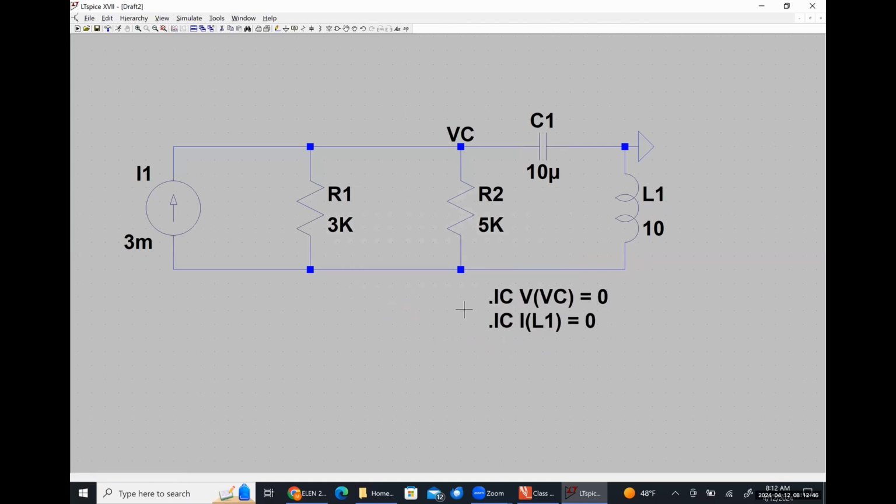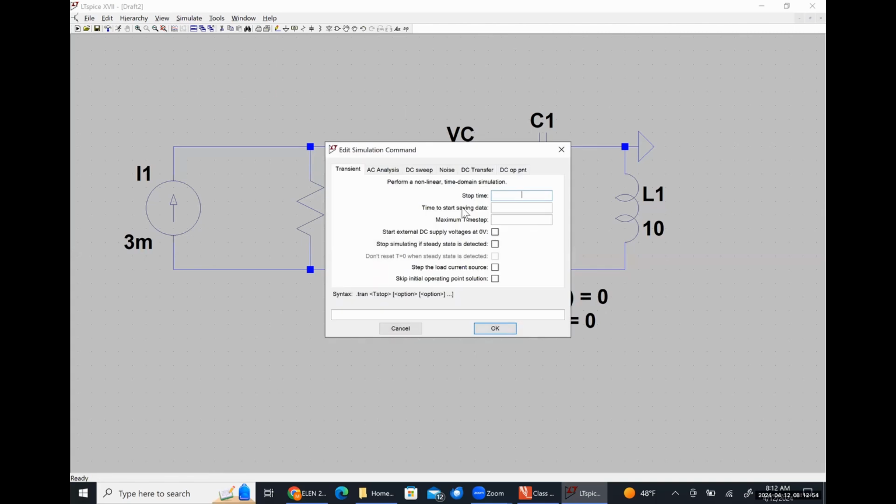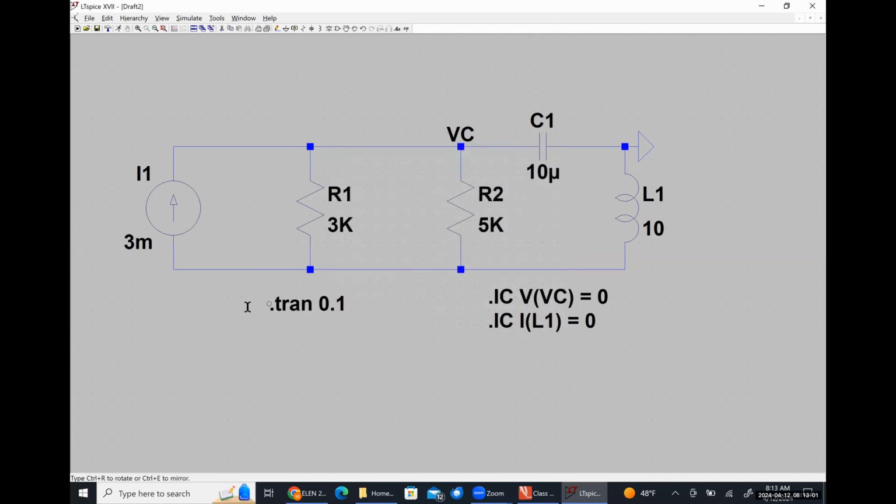And then I'm just going to make up a number here and we'll change this if we need to. Let's run this for 100 milliseconds or 0.1 seconds and just see what shakes out. And if we need to change it because things haven't settled, we can.